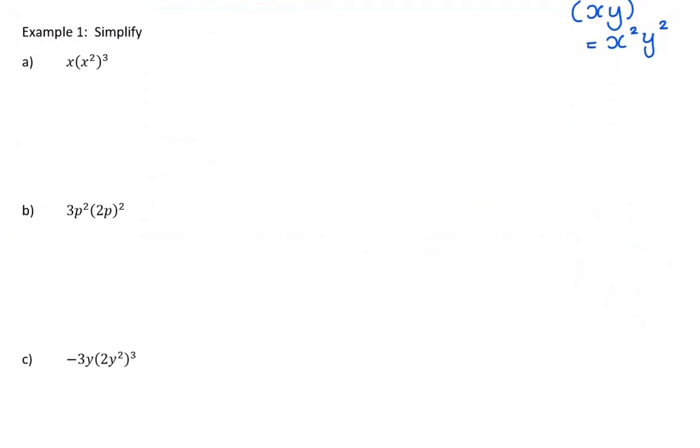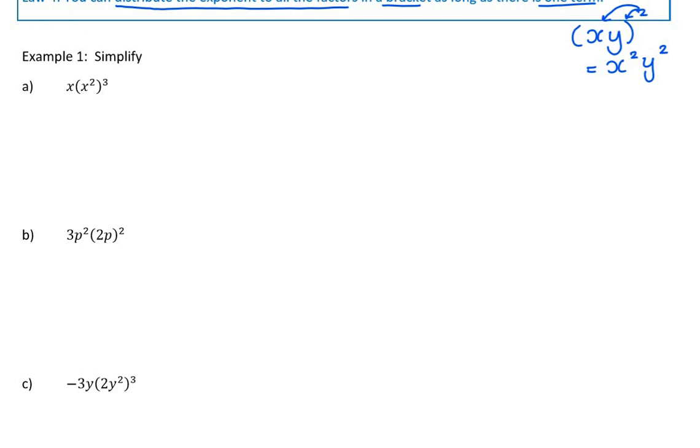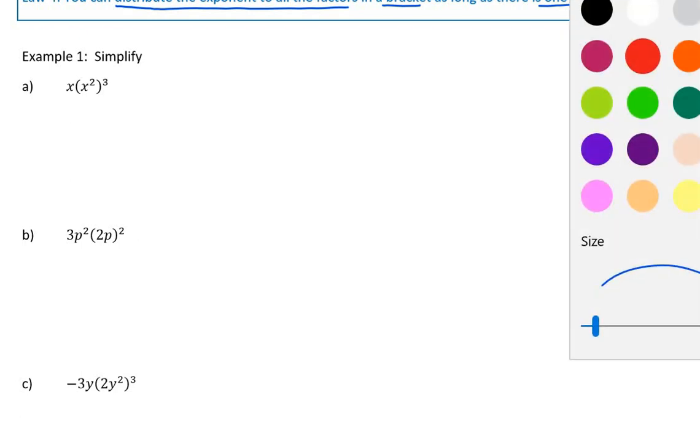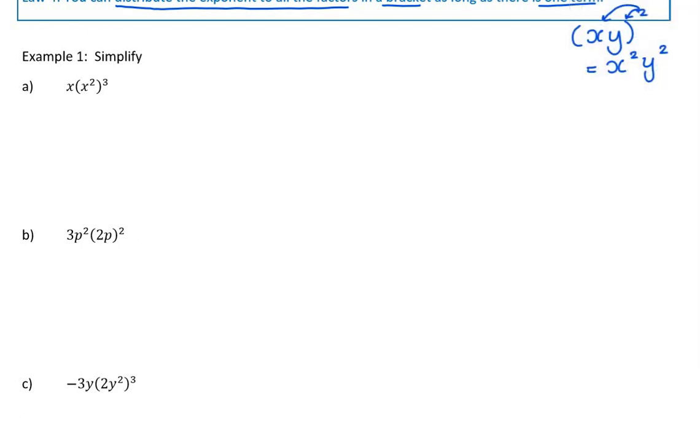Okay, let's do a whole bunch of examples together and write some notes as we go on how we should approach questions like this. Okay, now my first question says x, and then it's got a bracket, x squared all cubed. Now my first hint and tip is I always get rid of the brackets first. So I always do my raising a power to another power first. So always get rid of brackets first.